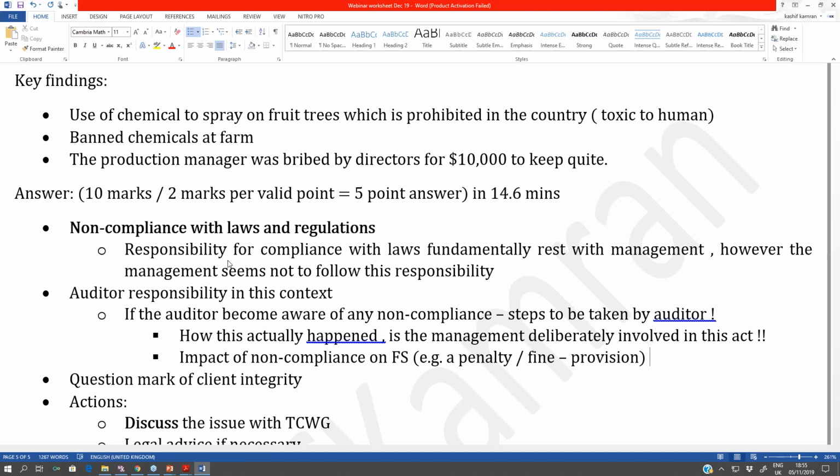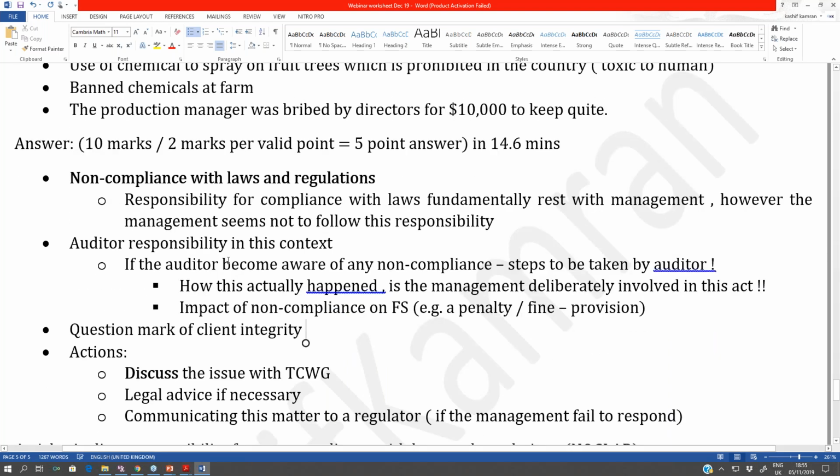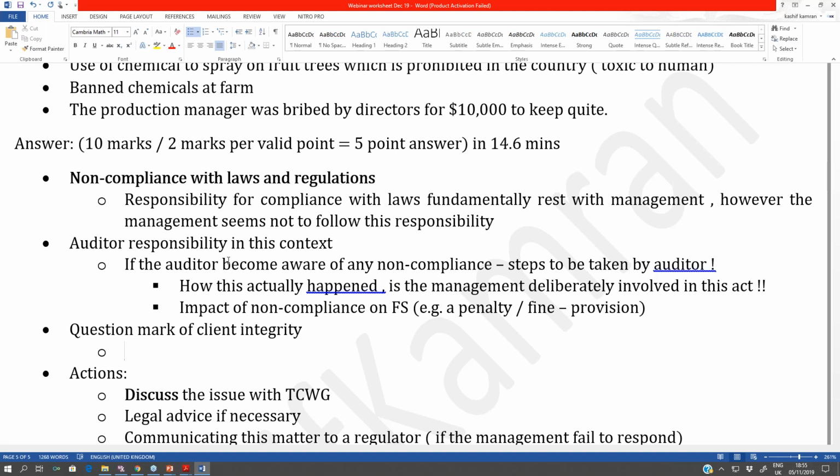So the auditor needs to fulfill his set of responsibilities. Then obviously there is a question mark on client integrity. And when there is a question mark on client integrity, that increases the risk in the audit.